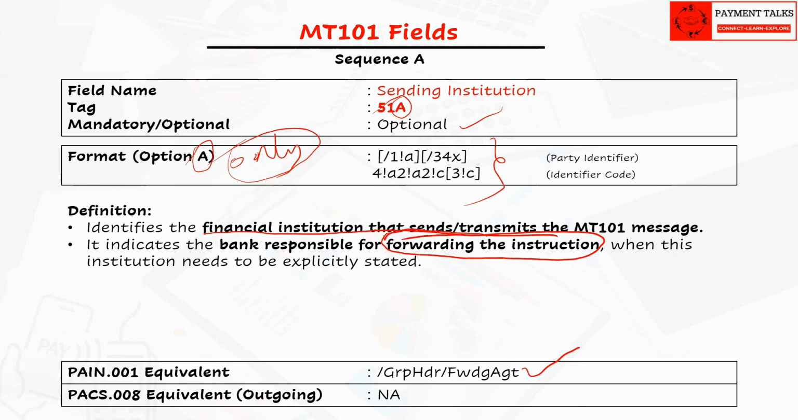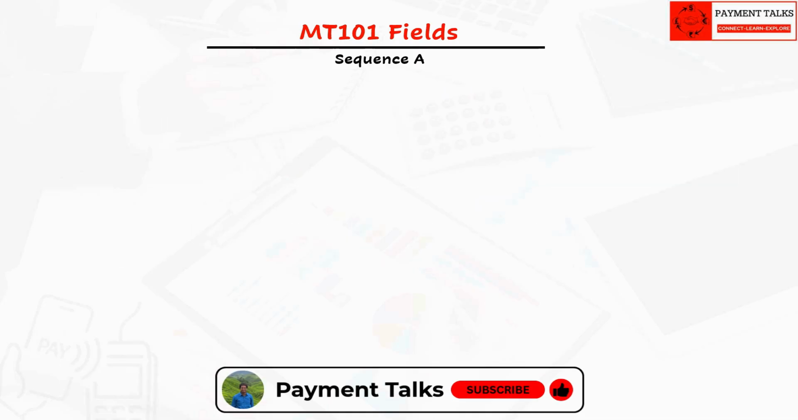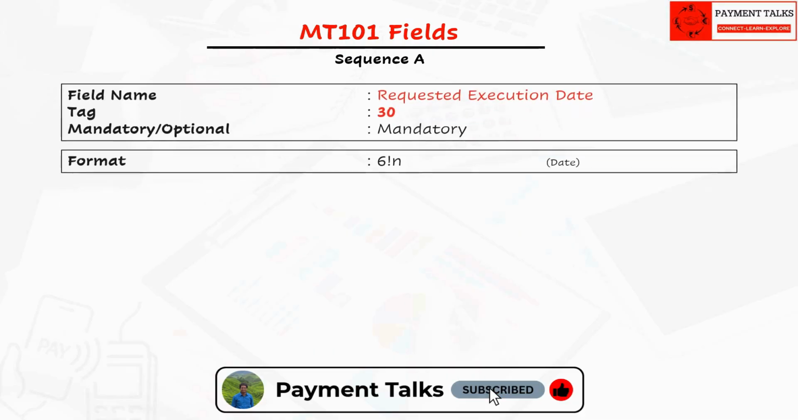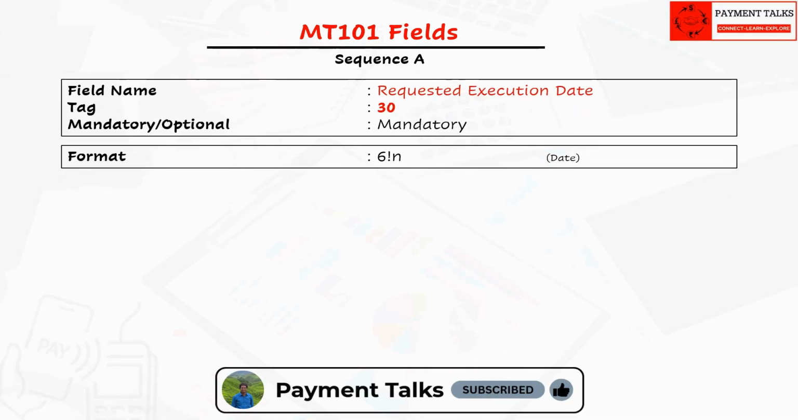But as per the translation specs, it is not mapped to PAIN.001. There is no forwarding agent section in PACS.008, so this field is not mapped in the PACS.008. The next field is requested execution date, tag 30.